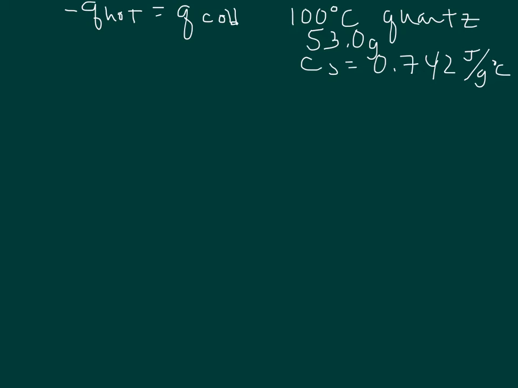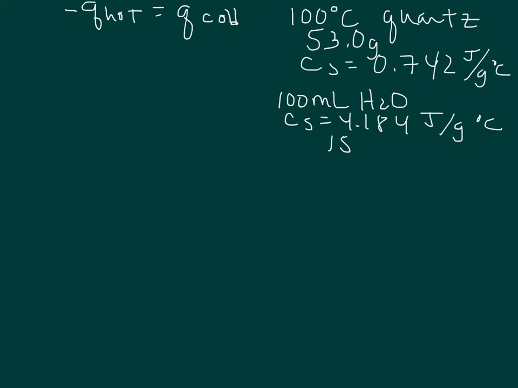Then we also had 100 milliliters of water, and we had a heat capacity for water of 4.184 joules per gram degree C, and we also had an initial temperature of 15 degrees C for the water. That's the important information that we need to keep track of in this problem.